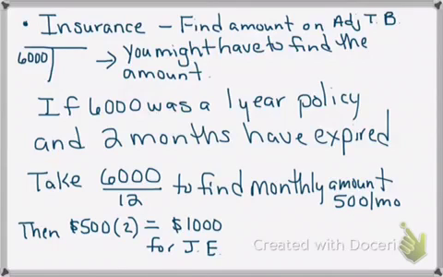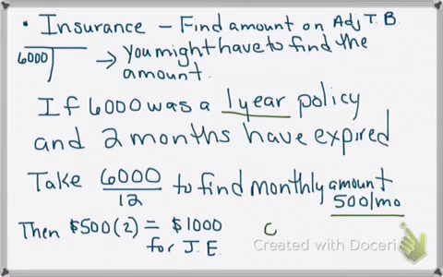So what we would do is take the $6,000. If it's a 1-year policy, that means it's 12 months, so we would divide it by the 12 months, and that's going to find our monthly amount. What we find is we have $500 a month. Then you are going to take the number of months. So if 2 months have gone by and have expired, we would take the 500 times 2, and that would give us $1,000. This is going to be what our journal entry would be, the $1,000.